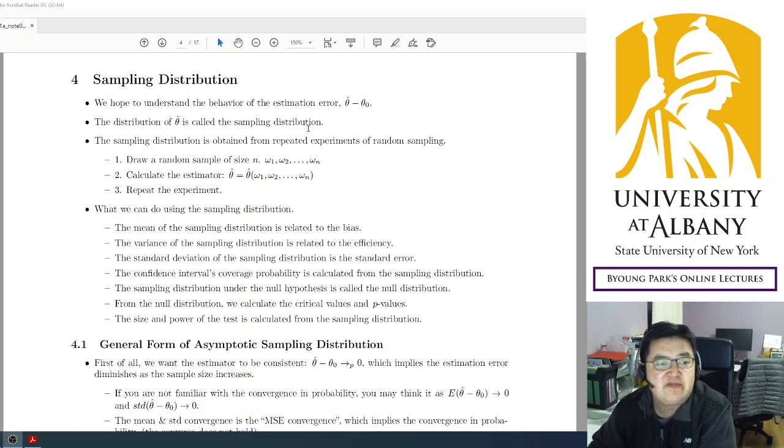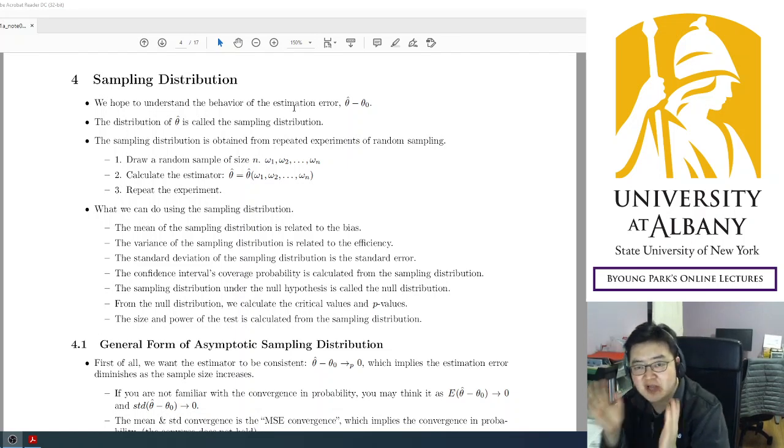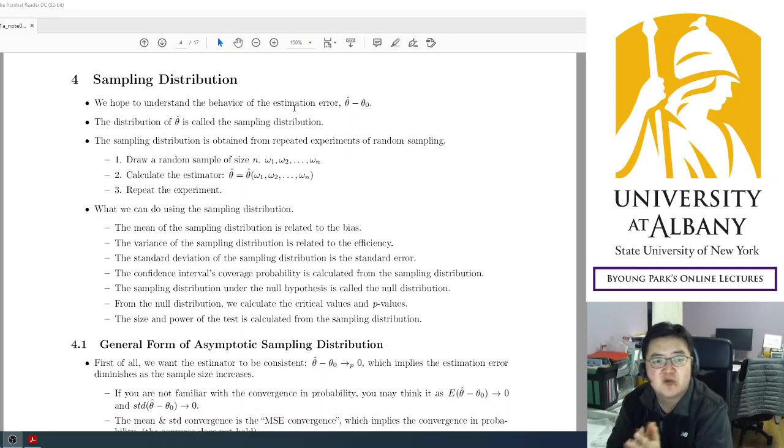Before we start, let's think about how the sampling distribution is defined. Remember, whenever I define a distribution, you have to think about the underlying random experiment. A random experiment is like throwing a dice, tossing a coin, or choosing a random person. These things are random experiments.